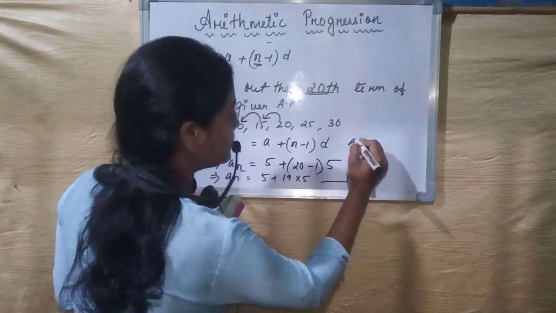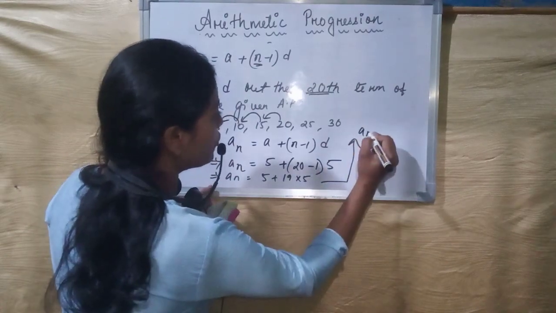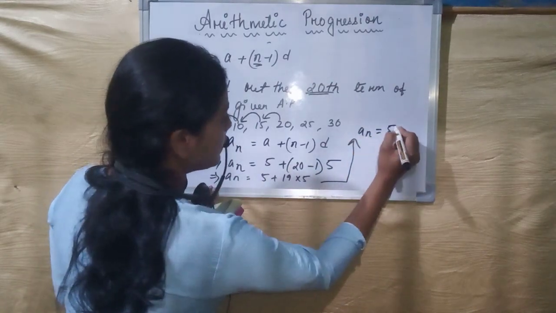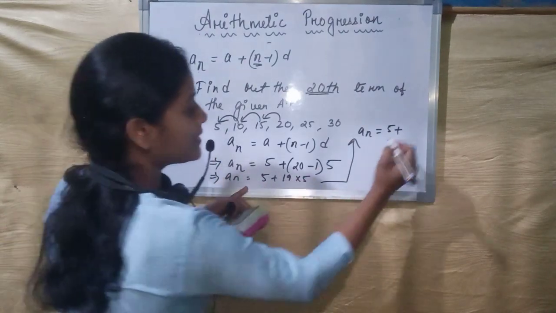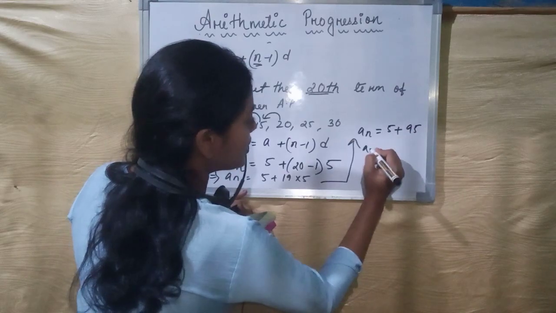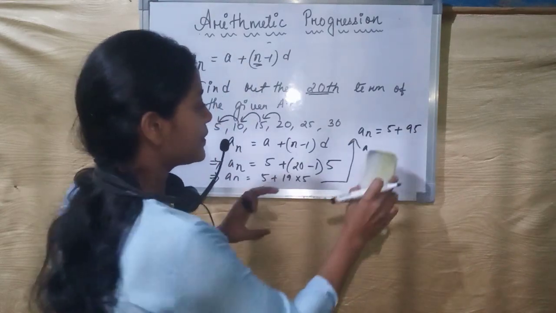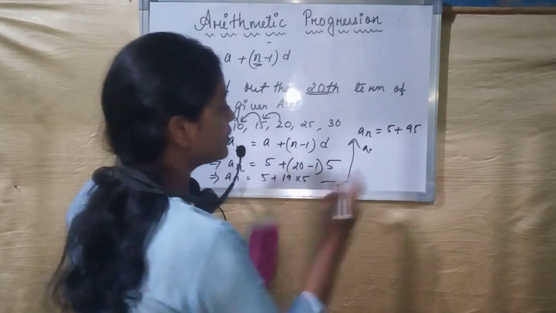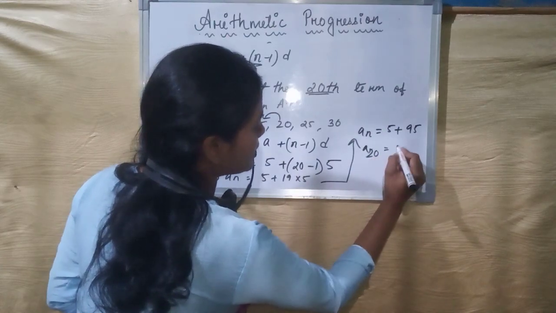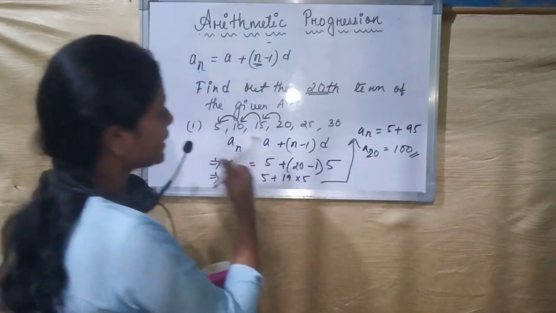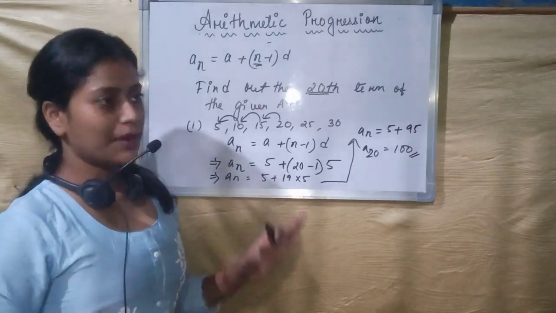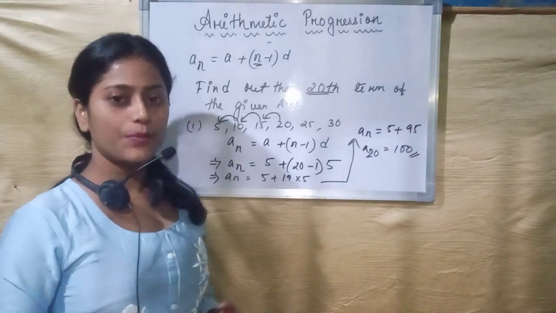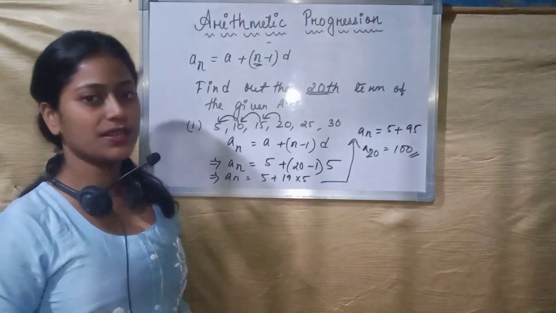Next I am doing it here. So an will equal 5 plus 19 into 5. 5 nines are 45, 4 carried, and 5 ones are 5, that is 95. So the nth term, that is the 20th term, will be 100. So the 20th term in the given AP will be 100. So this is about the topic of arithmetic progression. Hope you have understood this topic. So thank you.